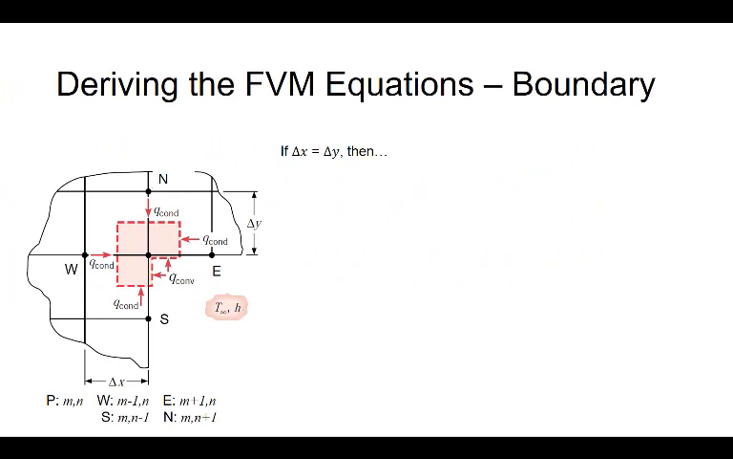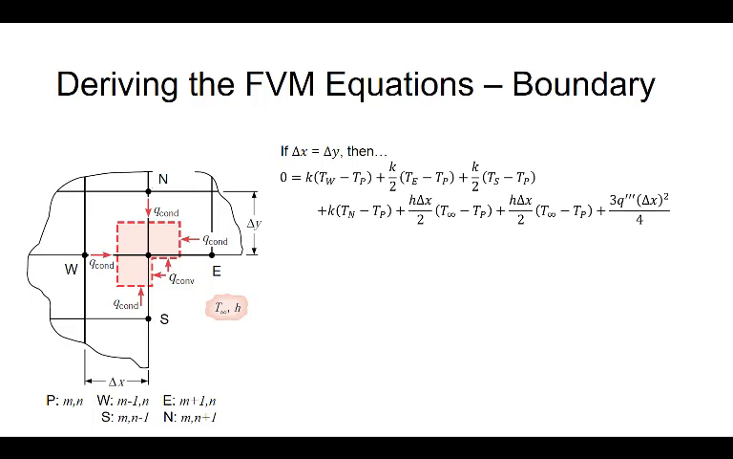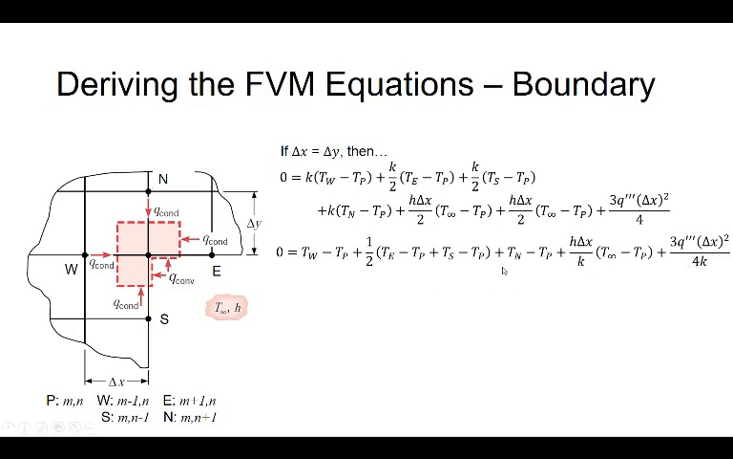If the nodal spacing in the x and the y direction are set to be equivalent, then the delta x and delta y cancel as follows in the conduction terms. And we can replace the delta x and the delta y with just delta x, since delta x and delta y are equal to one another. In the generation term, delta x times delta y becomes delta x squared. If we now continue to simplify this equation by dividing through by the thermal conductivity k, then we are left over with the following.